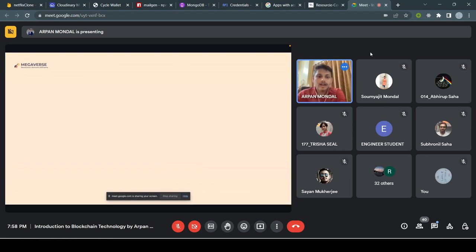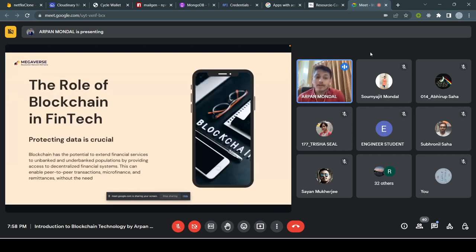Now, it's a very important part. Everybody who wants to work in blockchain, everybody who in the first year wants to explore blockchain, there is a huge capability in the fintech industry. And in upcoming times, everything is going to be decentralized.